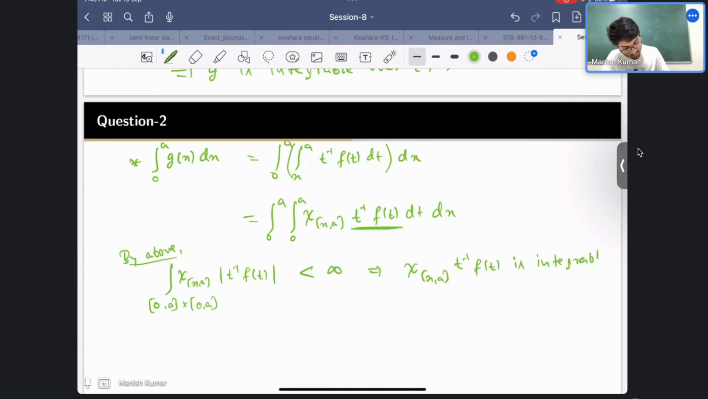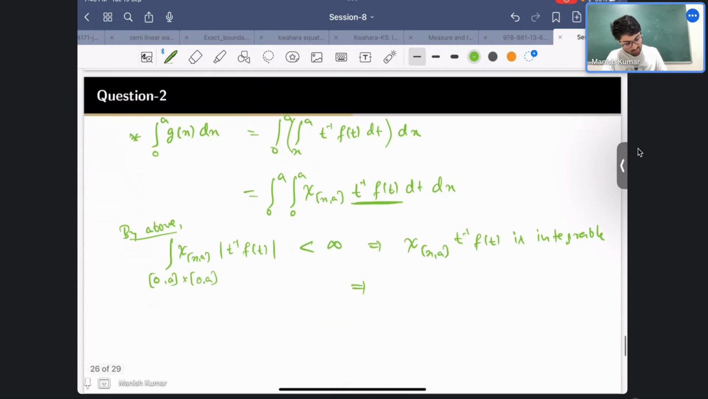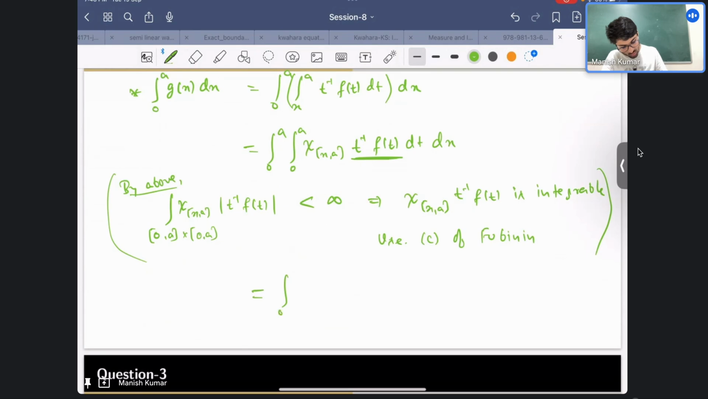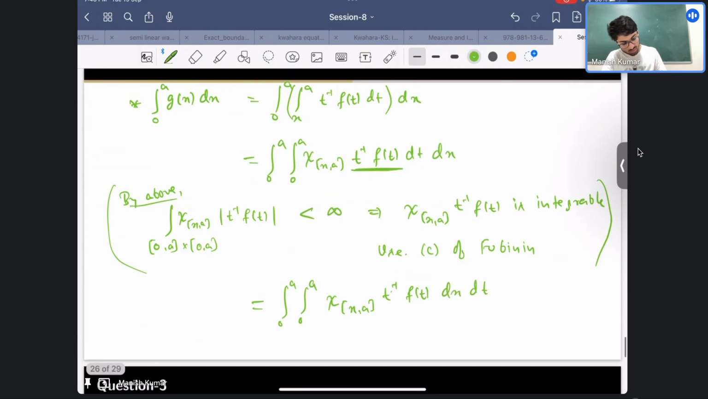So this means if this is integrable, then by the Fubini theorem, you can use Fubini to get 0 to a chi of x comma a t inverse f t dx dt, right? So I have changed the role of dx and dt, okay.